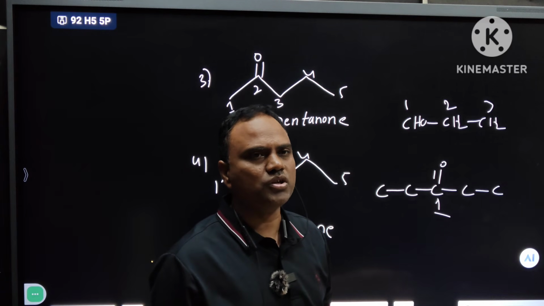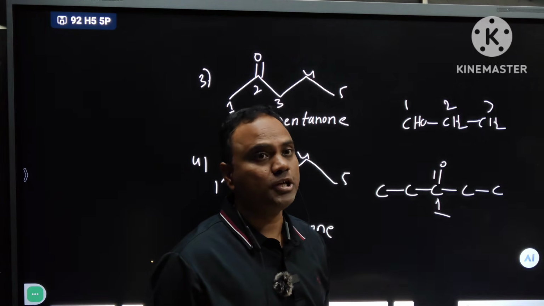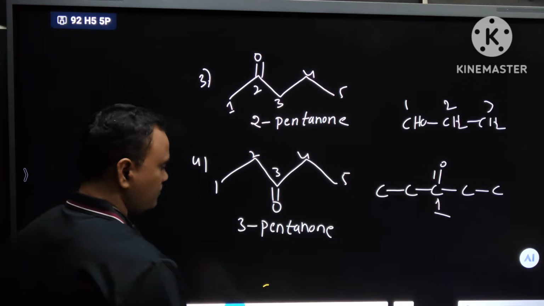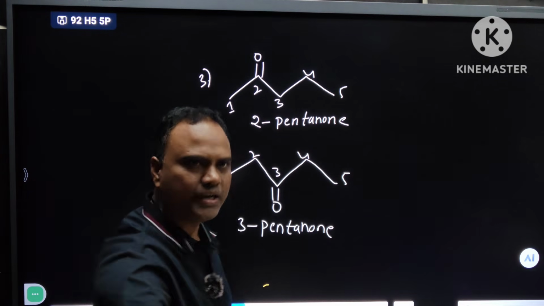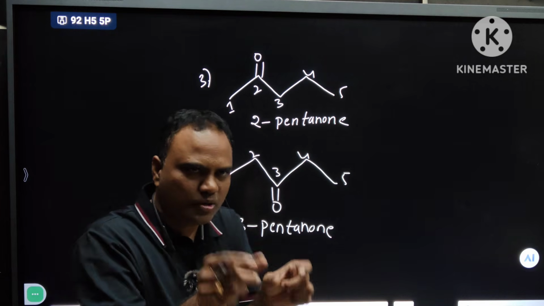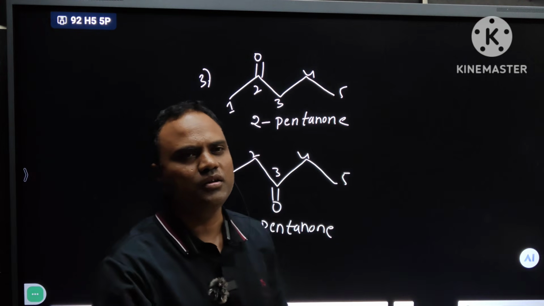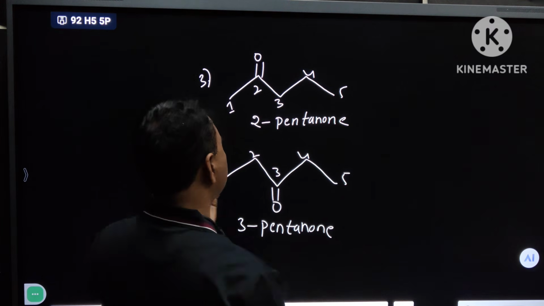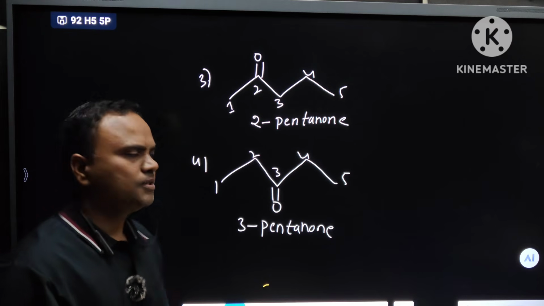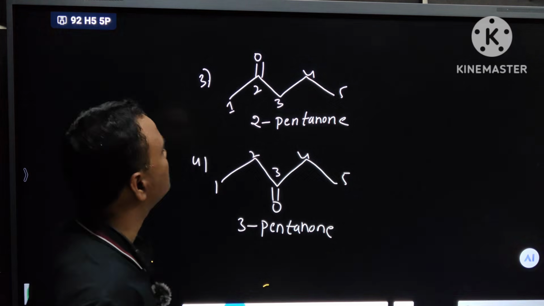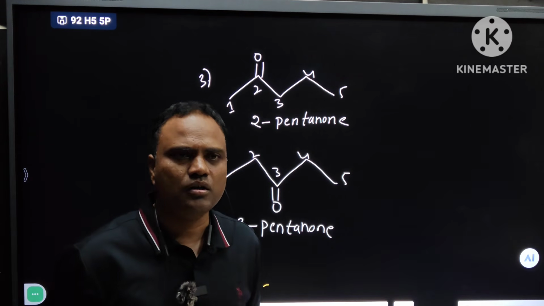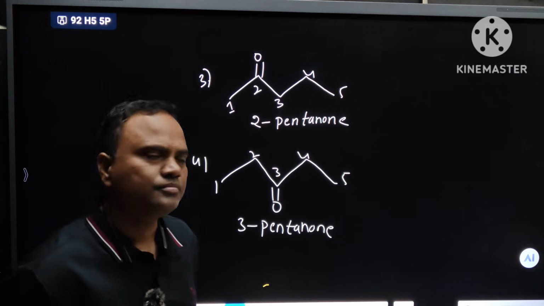Terminal functional groups are those present at the end. Ketone is internal. C double bond O is present in the middle. You should start from this end or this end. Okay, right. 3-pentanone. Is it clear? Any doubt in this? Three or four examples. Sarah, got it? Right.